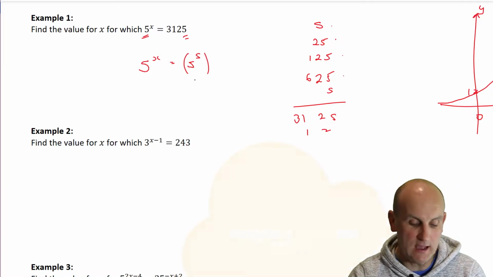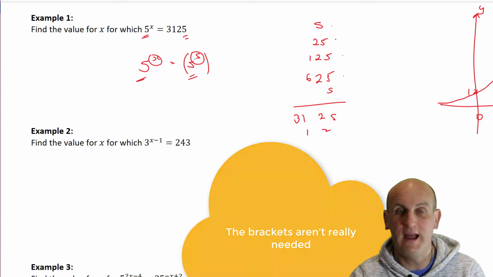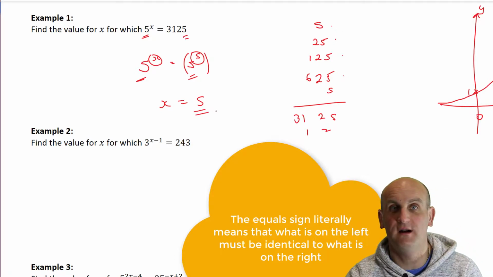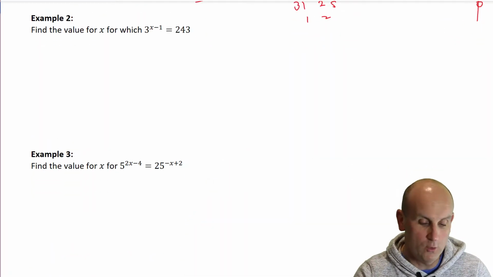And now we just compare. Are these numbers here the same? Then I now know that those powers must be the same. So x becomes equal to 5. 5 to the power of 5 is 3125. And we use the same example all the way through.